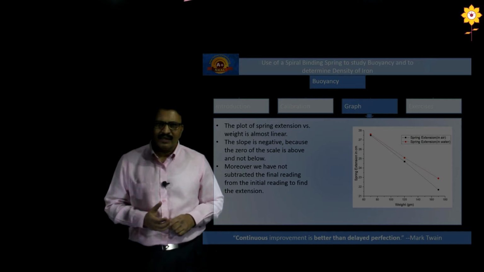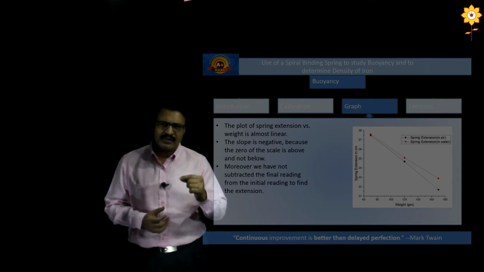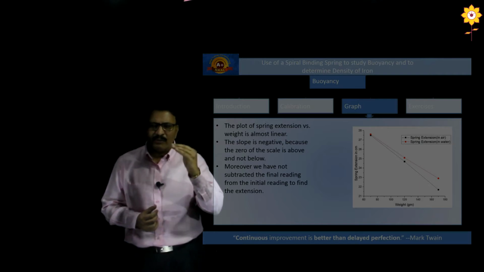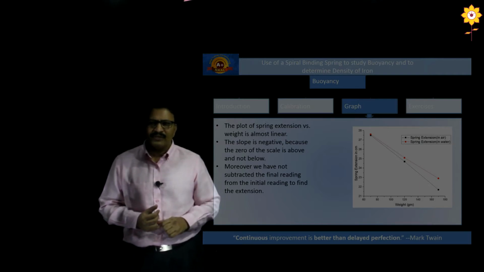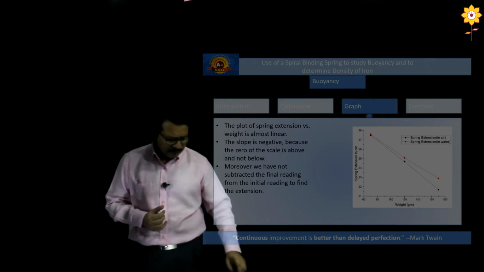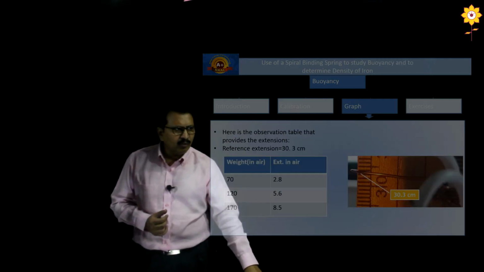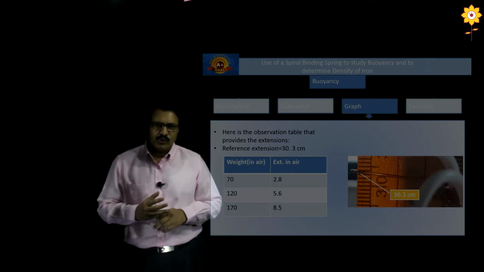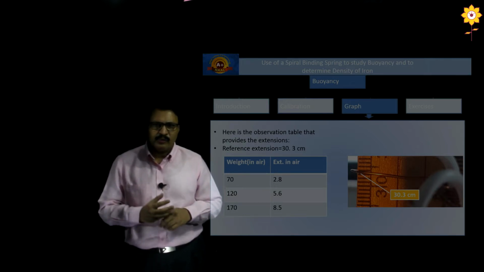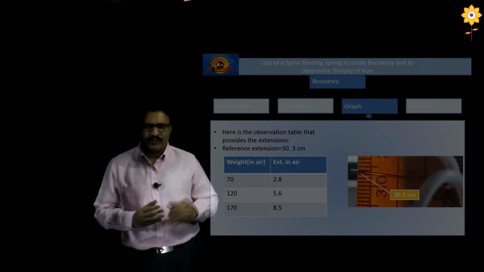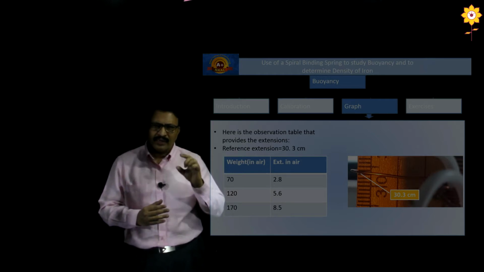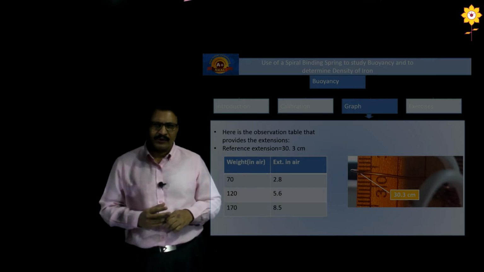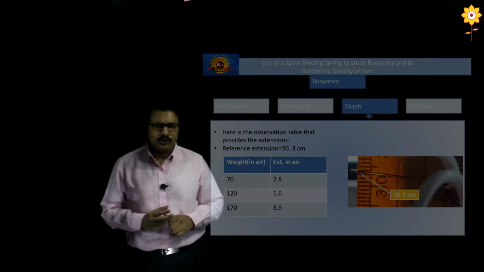And the reason is this: I did not subtract each of these extensions from the reference value. This means the reference value for one particular weight, and we took this reference value for the 20 gram weight. So let us see what happens then. The reference value, suppose we are taking it, is 30.3, and now we are subtracting each of the extensions that we obtained before from this value, that is 30.3, and therefore we are getting the new values.